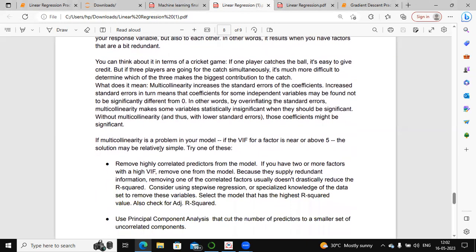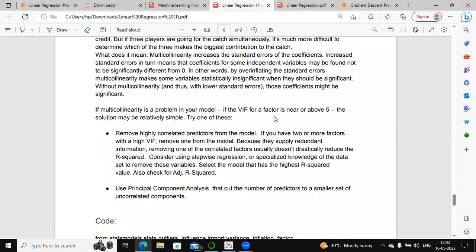If multicollinearity is a problem in your model, meaning the VIF, variance inflation factor, for a factor is near or above 5, the solution may be relatively simple. Try one of these. Remove highly correlated predictors from the model. If you have two or more factors with high VIF, remove one from the model because they are simply redundant in information. That is repetition, right? So you have repetition in your columns, and this will affect your model. The model performance will be reduced.